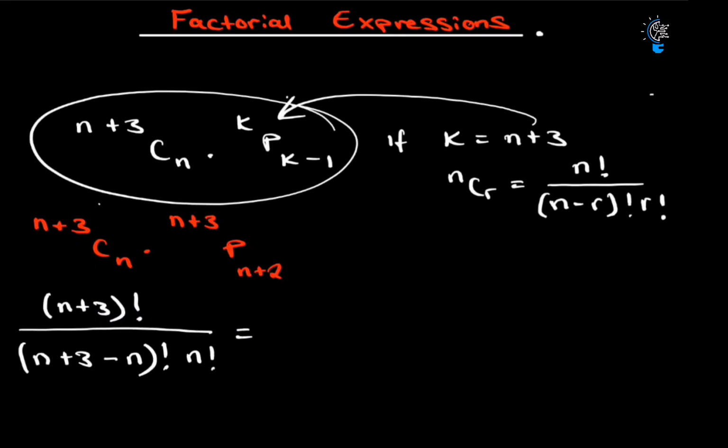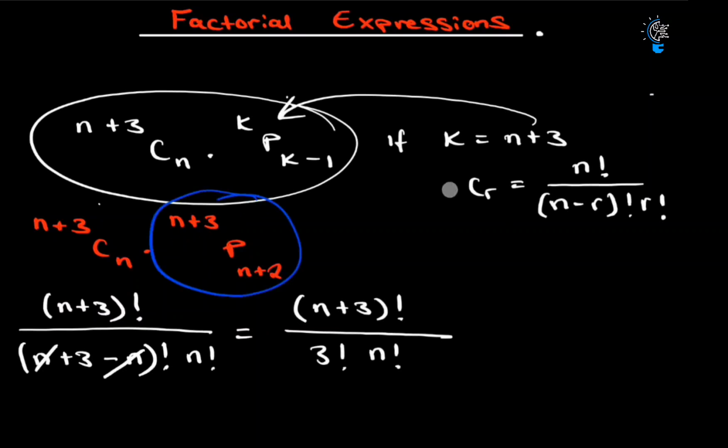So from there now, we are going to have n plus 3 factorial divided by this part, and that part will cancel. We're going to remain with 3 factorial n factorial. Okay, let's do the same to this side.